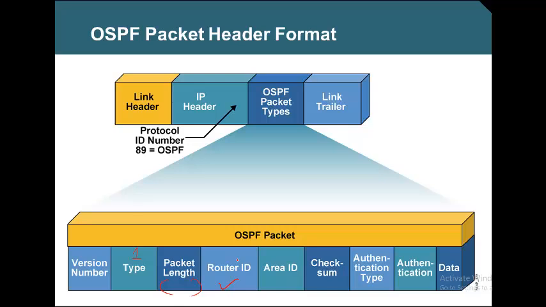Now the area ID. What area is this packet coming from? For integrity, they do a checksum value. If the checksum value is not correct, the receiving router will not accept the packet.